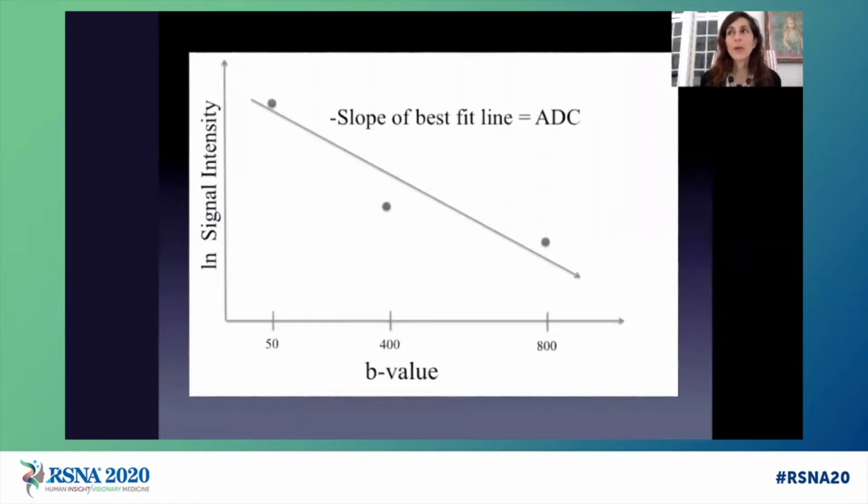So with DWI, we expose the tissues to diffusion sensitizing gradients of increasing magnitude that are denoted by the B value. So B50, 400, 800. 800 is more diffusion sensitive than the B50 image. And then we can draw regions of interest in our enhancing areas and get the signal intensity and plot that at the B50, 400, 800 levels, get the best fit line. And the slope of that line is the ADC value.